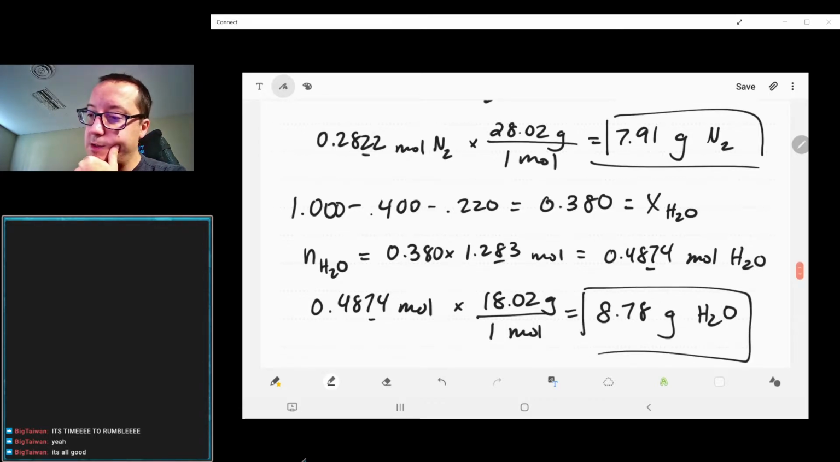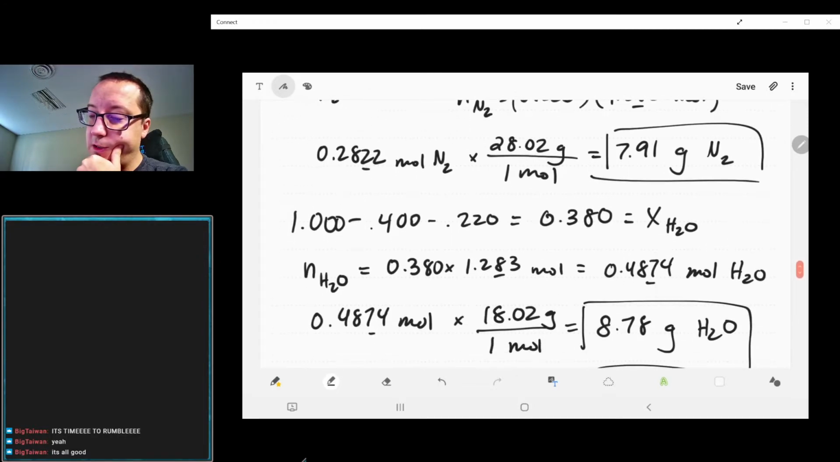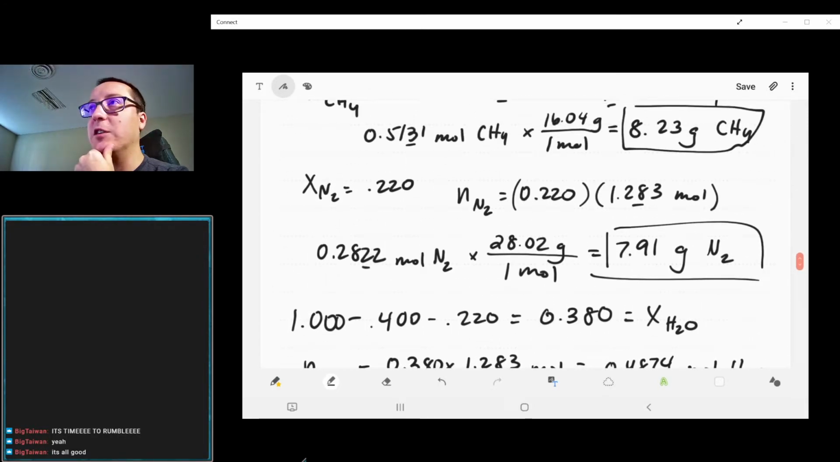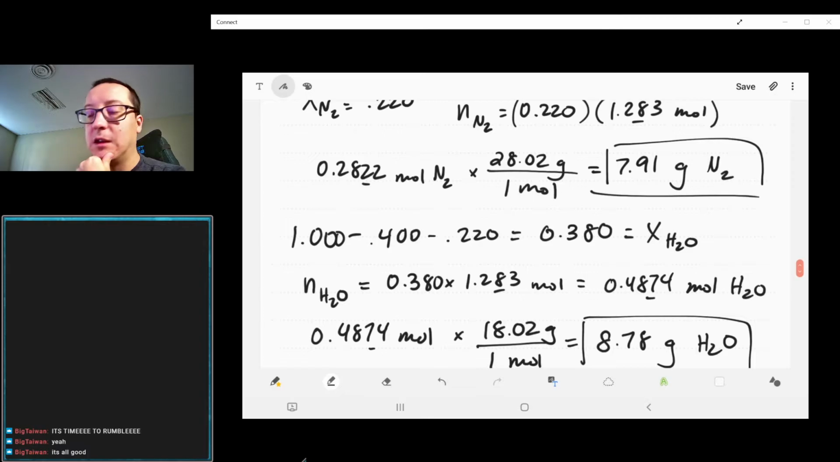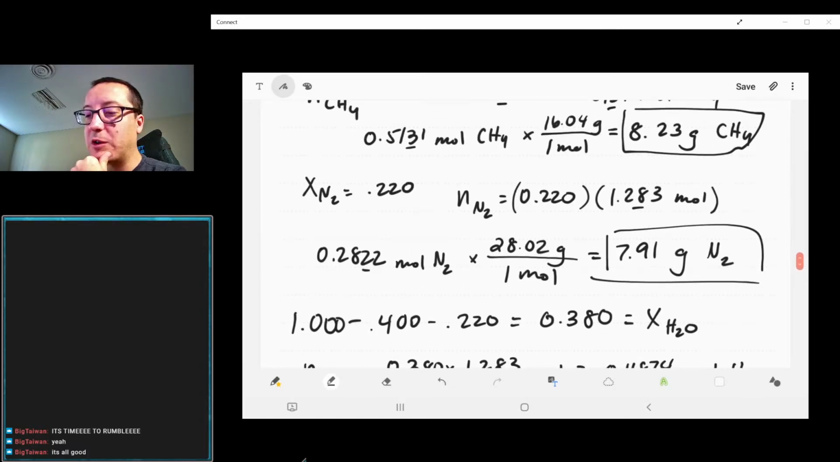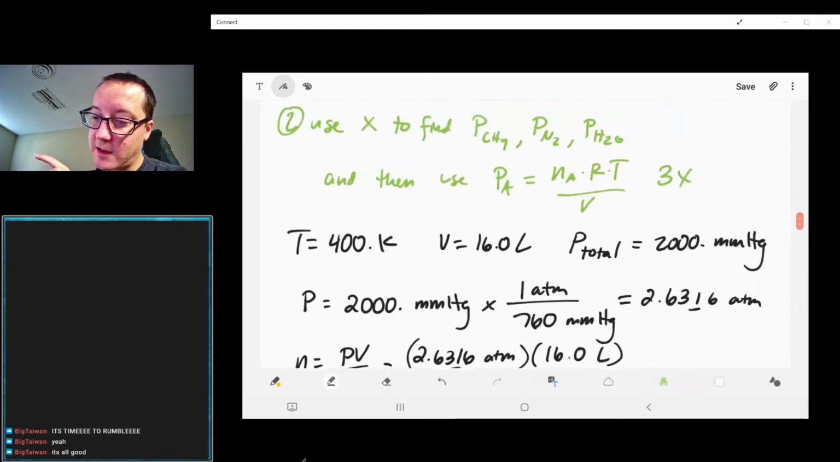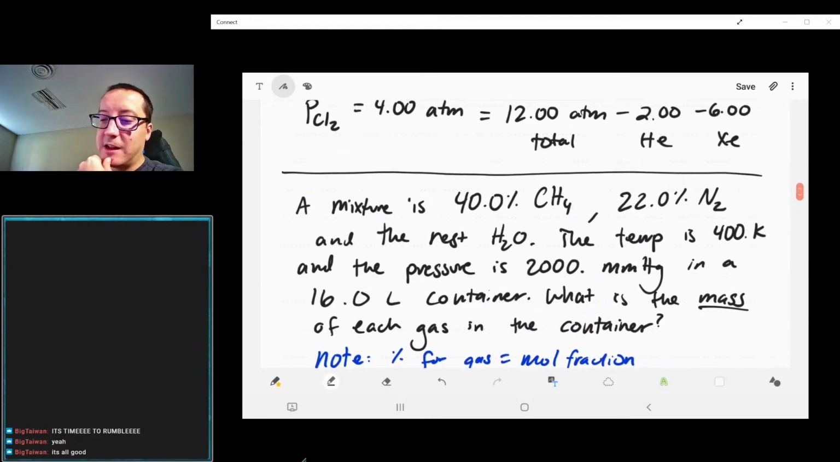Hooray. So notice these gram quantities are actually all pretty similar to each other. They're all right around 8, thereabouts. And if we were to look at the original problem, I'm going to scroll up for a second. If you look at these numbers, there's not really an easy way to go from 40% to 8 grams, or 22% to 8 grams, or 38% to 8 grams. Unfortunately, there's not really an easy way to get through these. So it's just having to calculate it all out.